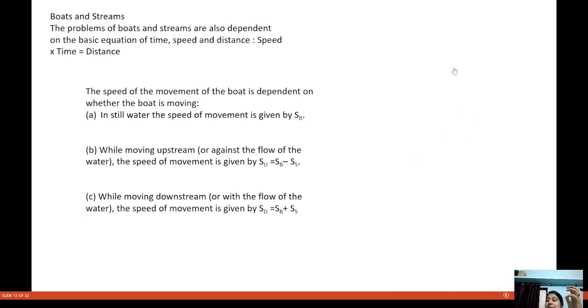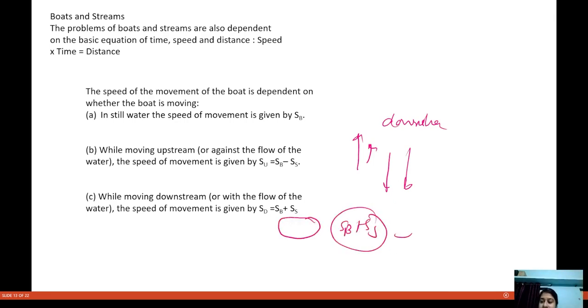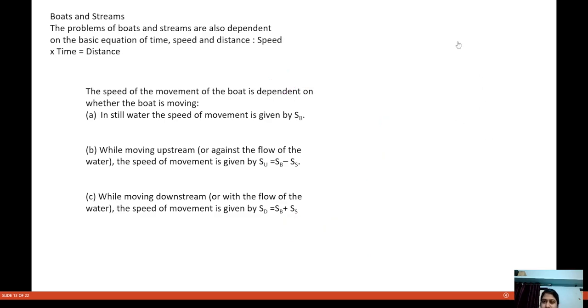Okay, and when the boat and the stream are moving in the same direction, that is, the boat is moving downstream, so that means the flow is also downstream, the boat is also moving downstream. In that condition, you are going to add the speed of the boat and the speed of the stream. So be very clear with this concept. And if it is still water, obviously you will consider the speed of the boat as SB only.